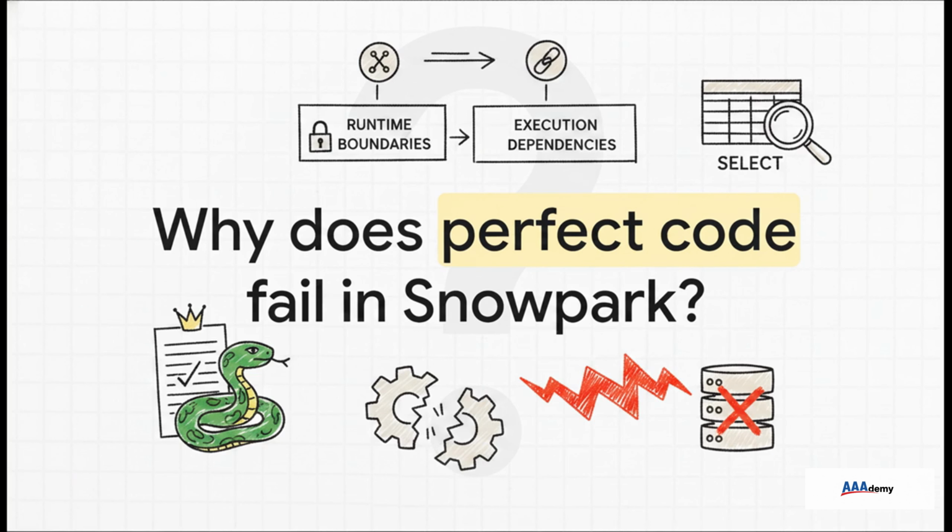Okay, let's dive right into this. I want you to picture the ultimate developer crime scene. You've written flawless Python code, it's beautiful, you've tested the logic, you can even run a simple select statement on your target governed table and boom, see the data perfectly. But the moment you actually invoke your Snowpark procedure, it flat out fails. No way, right? What is going on here? Why does perfect code suddenly break when it's deployed?